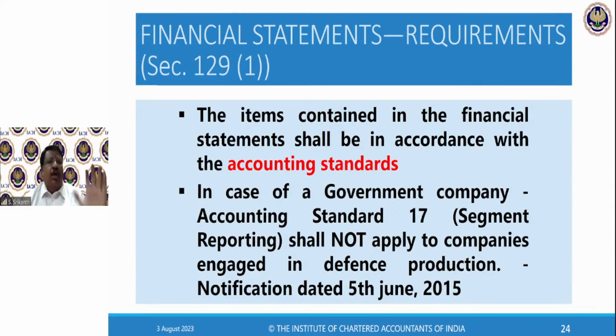Okay. So far, so good. Now the items contained in the financial statements shall be in accordance with the accounting standards. The only exception is for government companies: Accounting Standard 17, which deals with segment reporting, shall not apply. Not to all government companies, but to those government companies engaged in defense production. Obviously, because that will come under the heading of national security.